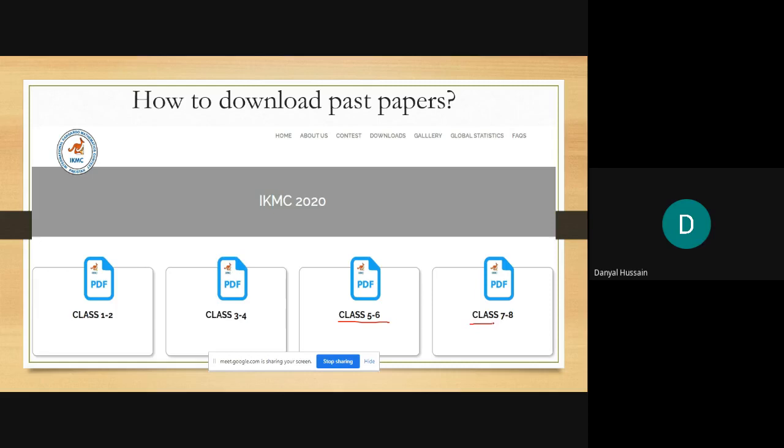The grade 6 contest of 2020 will appear on your screen. Suppose you are a grade 7 or 8 student, then you have to click on this. Grade 7 and 8 have the same paper, the same contest. So you have to click on it, and the grade 7 and 8 2020 past paper will appear on your screen.